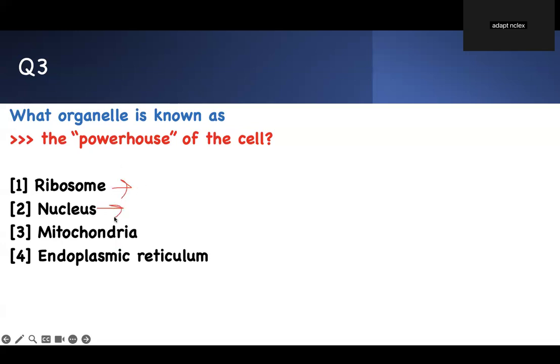DNA: the nucleus contains the DNA. Mitochondria make energy, ATP, and the endoplasmic reticulum produces protein. Therefore, 3 is the powerhouse.